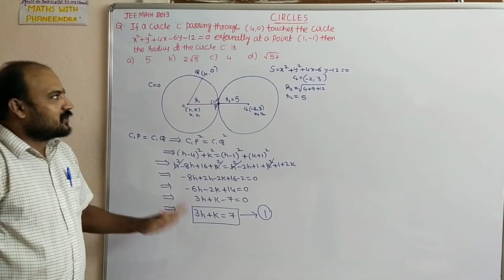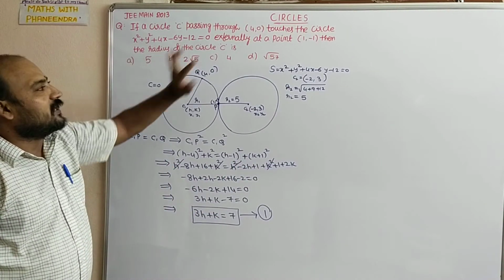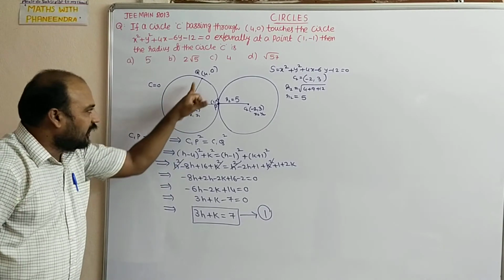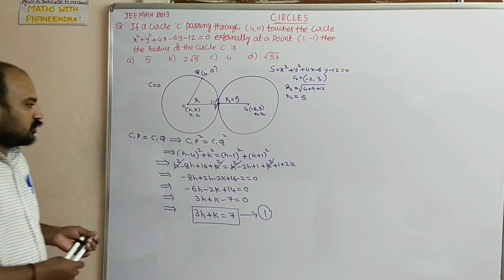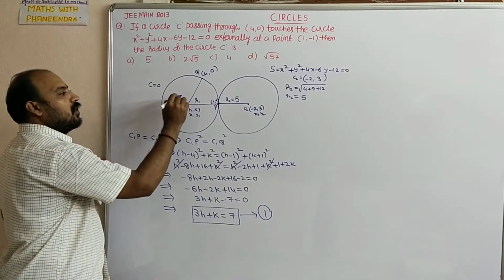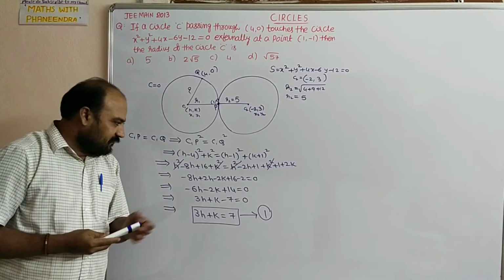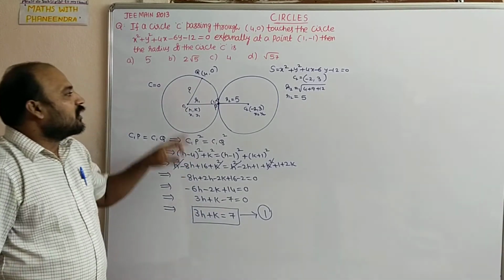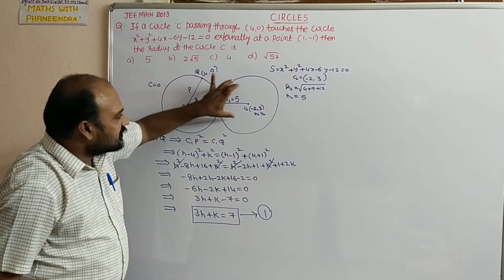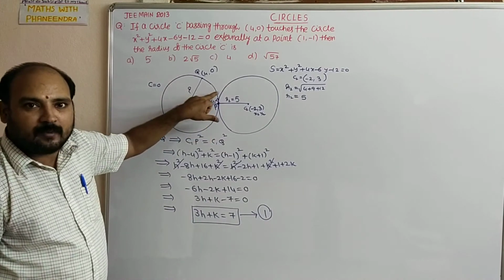We got it. They are asking to calculate the radius of the first circle. This radius we are going to calculate now, R1 value. So that is the required one. R1 is questionable, that we are going to decide. What is the use of calculating this one? These two circles touch each other externally at what point? 1 comma minus 1 only.